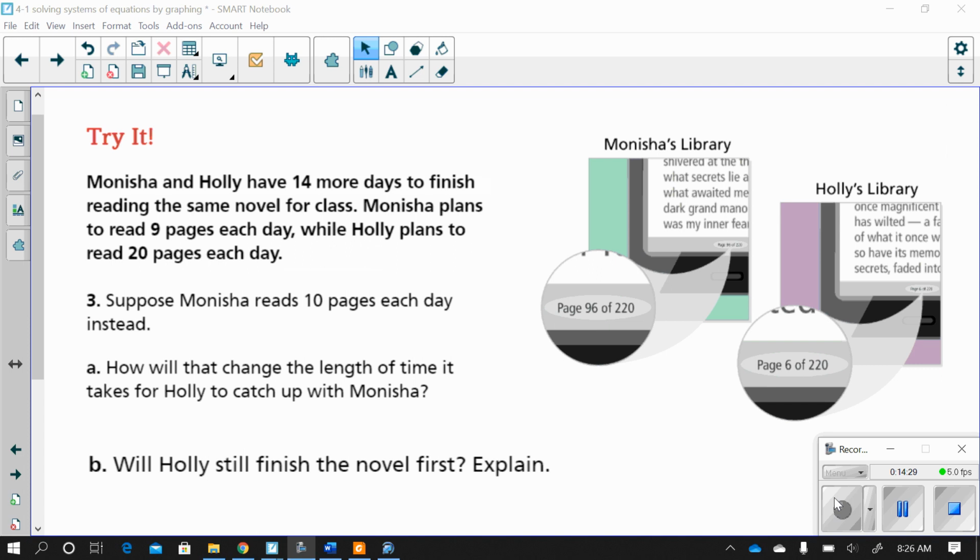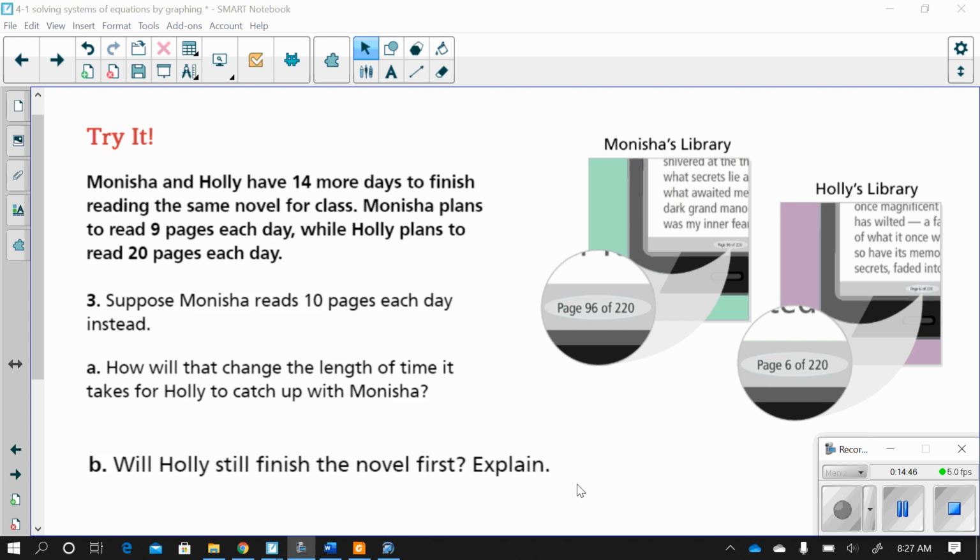So here's a problem for you to try. Suppose Manisha reads 10 pages each day instead. So her slope, instead of being 9, is going to be 10. How will that change the length of time it takes for her to catch up? And will Holly still finish the novel first? Pause the video and try this problem, please.